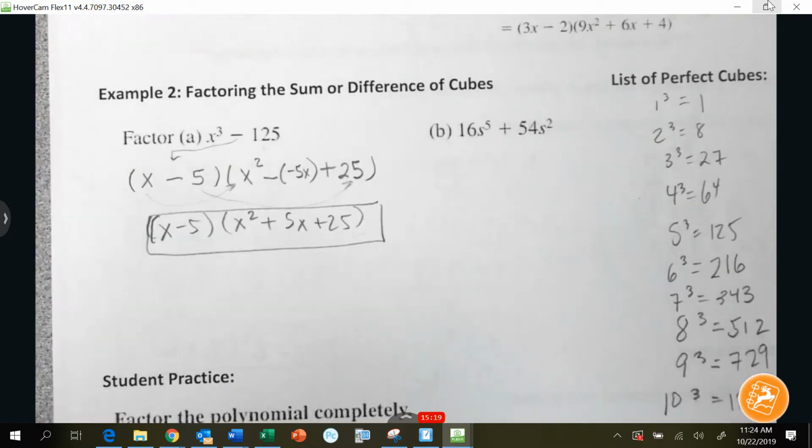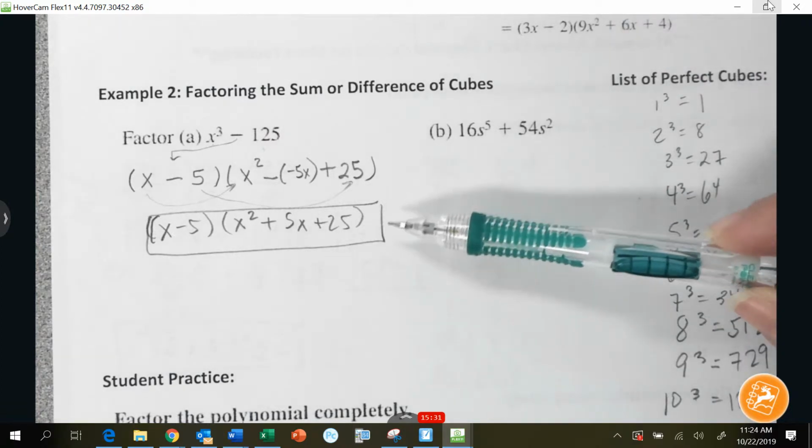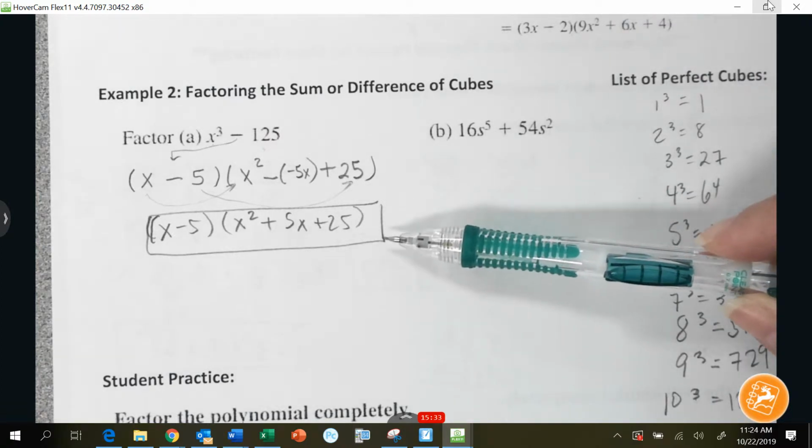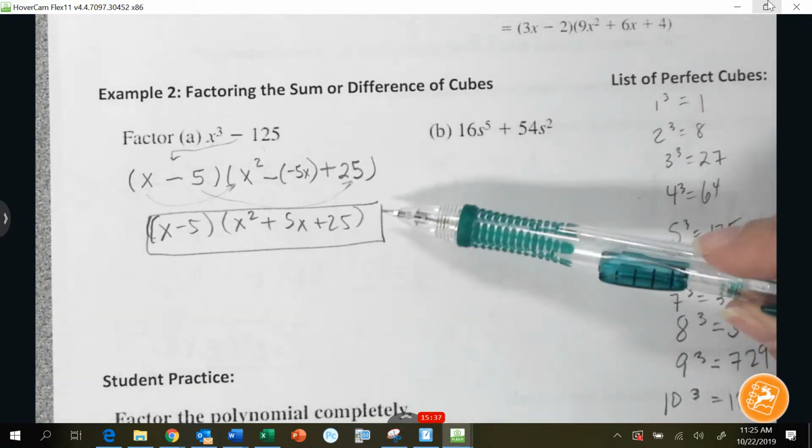Yikes. Why did I just box that in? I didn't follow my own rules. It's not my rules, by the way. I didn't follow the factoring rules. What should I do before I box that in? We should see if it's done factoring, right?